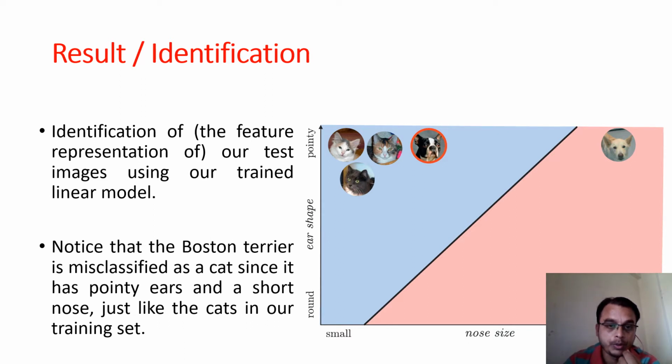This particular dog has been misclassified. Why is it misclassified? Because according to the features, its nose size is small and its ear is pointy, hence it has been classified as a cat. But this is wrong. Actually it has to be classified as a dog, but it has been classified as a cat. So this is an issue.